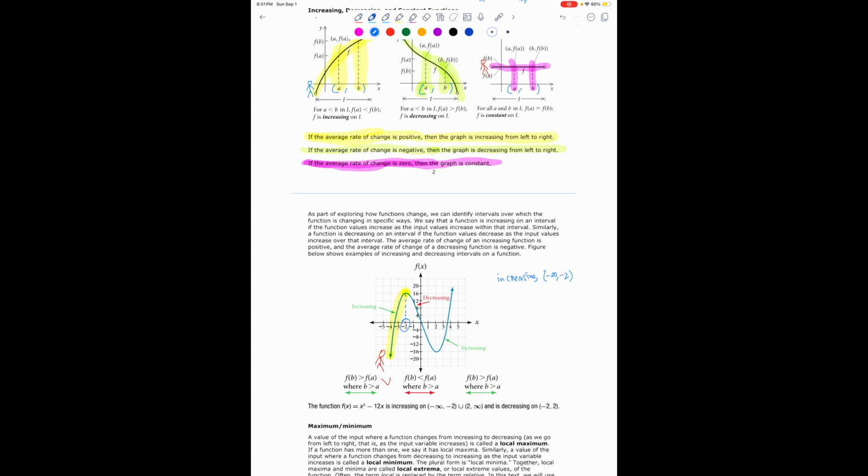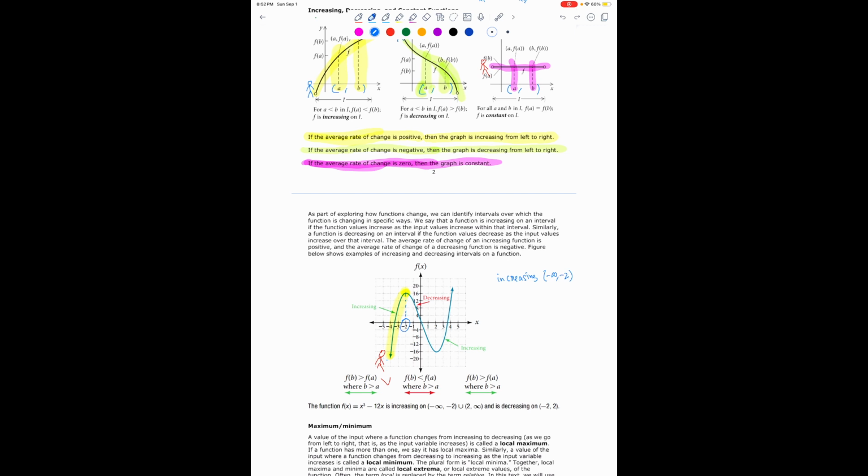We always study the behavior horizontally. We never study it vertically. So some of you will make the mistake of saying, oh, the function is increasing from negative infinity to 16. But that is not how it works. We study the behavior over the x-axis, not over the y-axis.